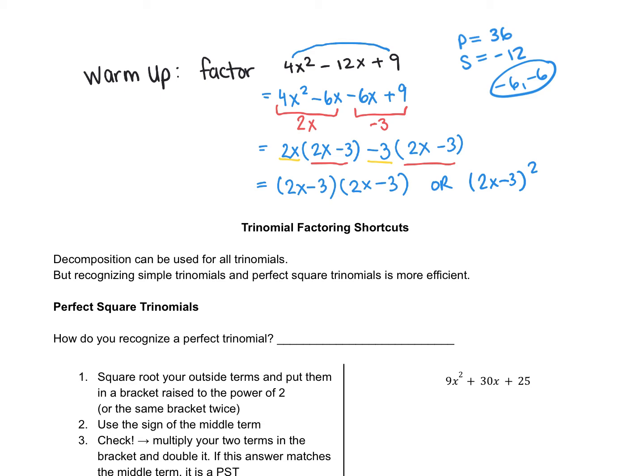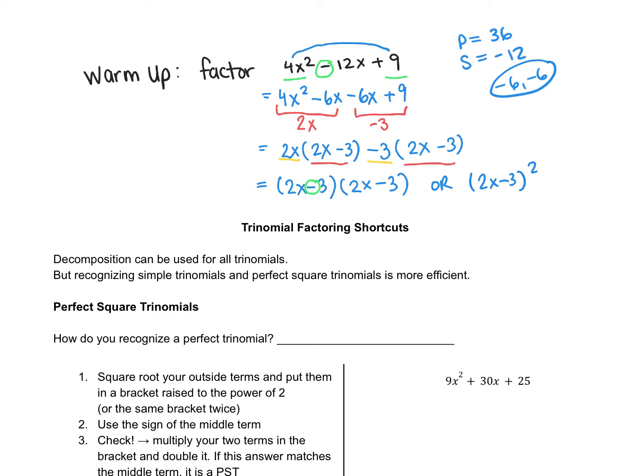Now some observations I want you to make. First of all, our final factored form, the brackets were identical. But also, if you look at your starting trinomial, what is special about it? Your outside terms, so the 4x squared and the 9, they are both perfect squares. 4 and 9 can be square rooted, and remember, an even exponent for a variable can be square rooted as well. Now the middle term does give us something else that's important. If you notice, the middle term was negative, and the sign in our brackets was negative.